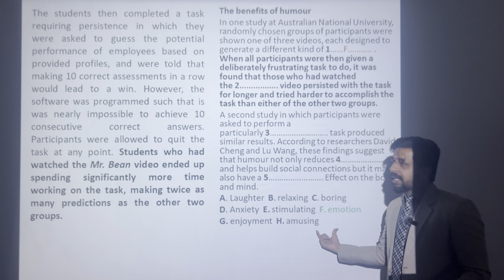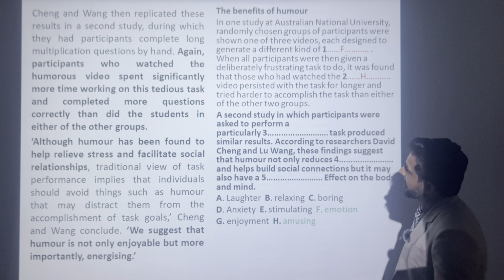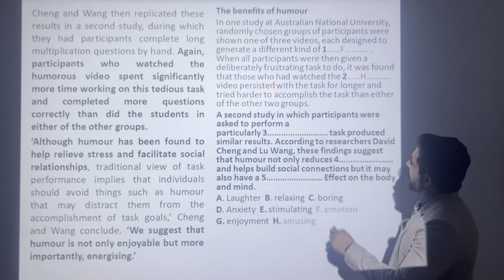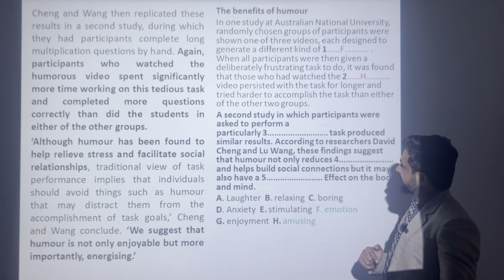All right, moving ahead, in this part of the text, we have to first look at question number 3. What does question number 3 demand? It says, a second study in which participants were asked to perform a certain kind of task produced similar results, right? Now, how will you find that location again? They said after the previous study, which we have studied in this part of the summary, there was another study, right? You have to talk about that study.